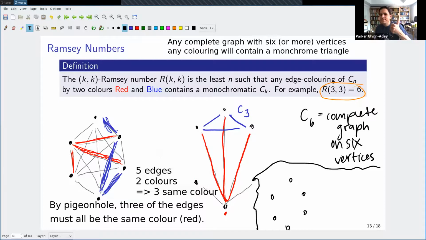Right, yeah. So that move, those things have to be all red. Cool, nice.